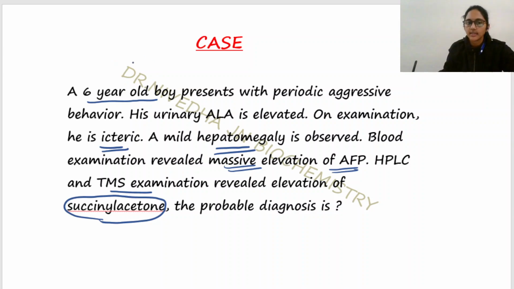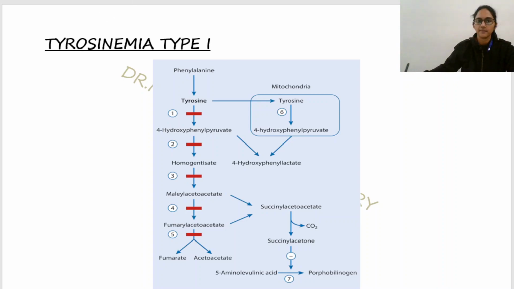Yes, so it is type 1 tyrosinemia. So why do we call it type 1 tyrosinemia? Because we see that urinary ALA is elevated. This can be due to, yes, very good, all of you, hepatorenal tyrosinemia, which is nothing but type 1 tyrosinemia. Here, what is the reason for this type 1 tyrosinemia? We have already seen it's due to deficiency of fumarate acetoacetate hydrolase.